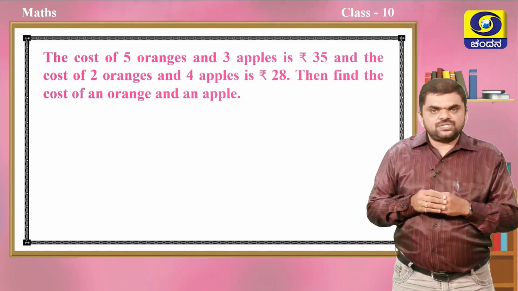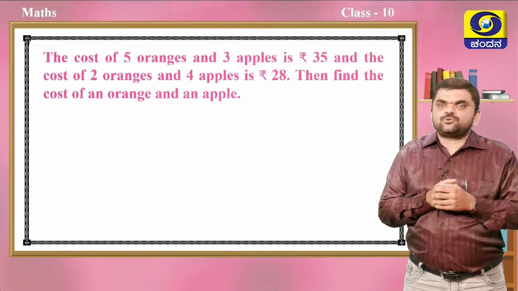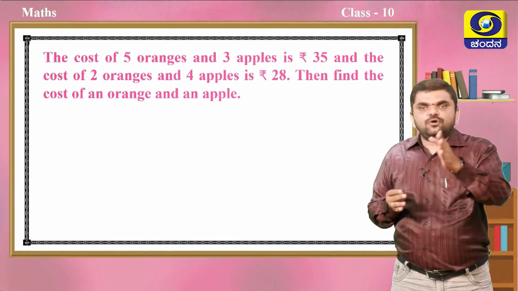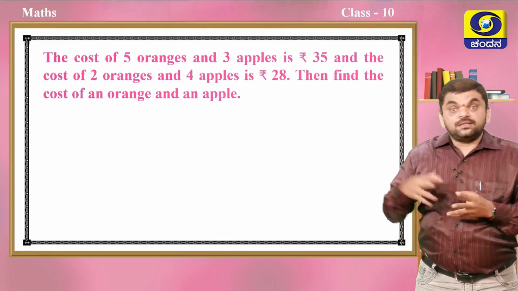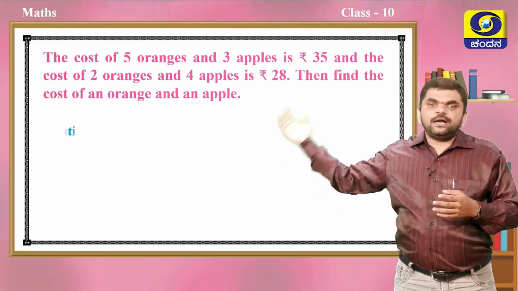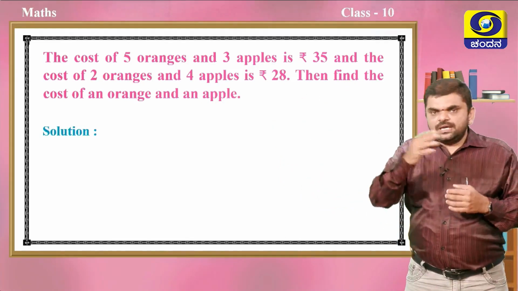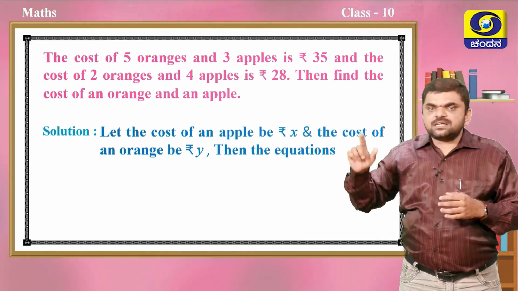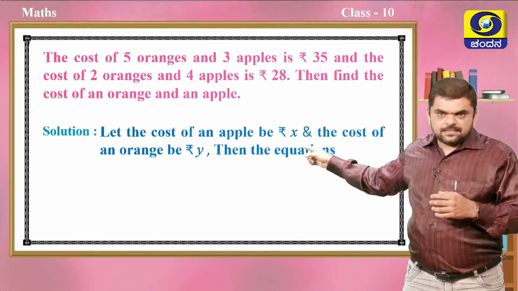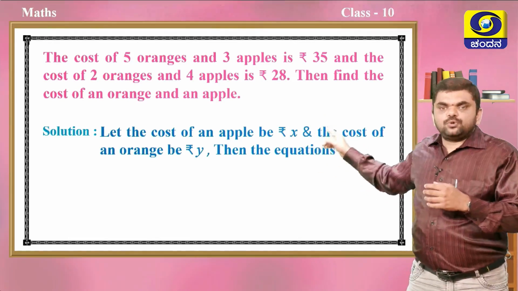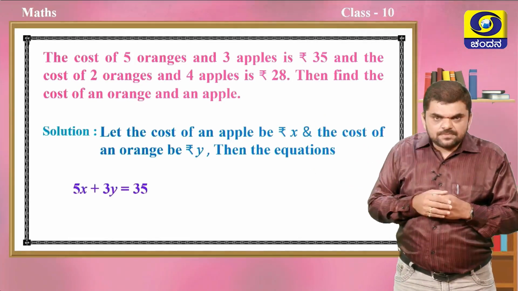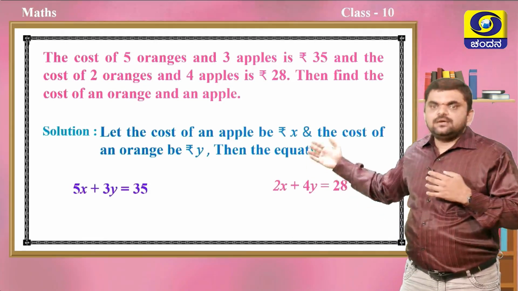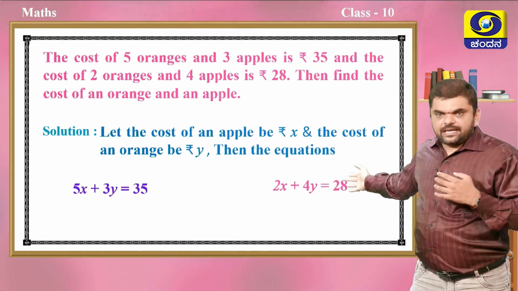The cost of 5 oranges and 3 apples is rupees 35, and the cost of 2 oranges and 4 apples is rupees 28. Then find the cost of an orange and an apple. So here first we have to write the equation. Let us consider the cost of an apple will be rupees x and the cost of an orange will be rupees y. Then the equations become 5x plus 3y is equal to 35, that is equation number 1. 2x plus 4y is equal to 28.